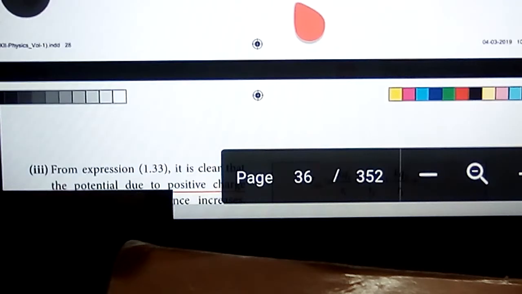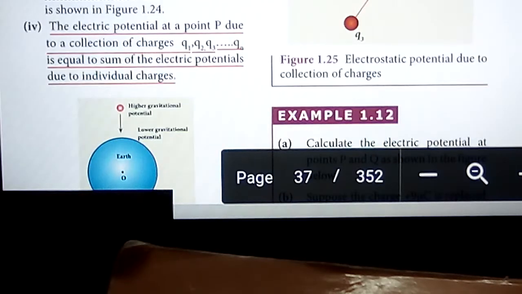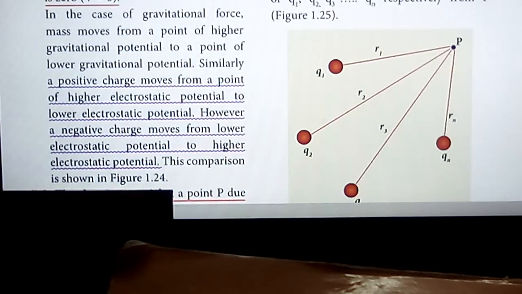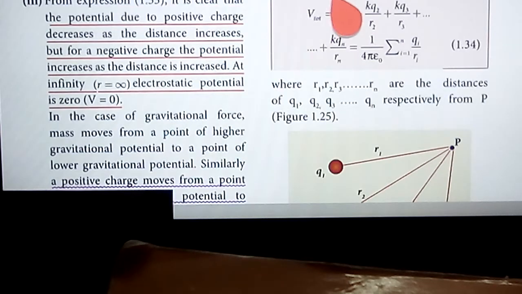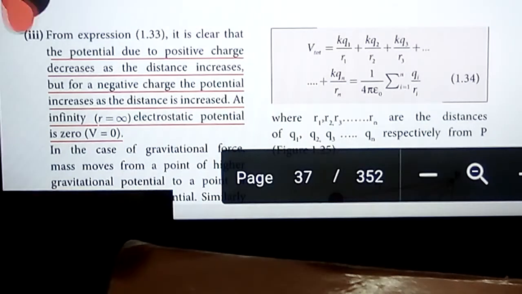Then the expression for the total potential is given by this equation, that is V total will be equal to KQ1 by R1 plus KQ2 by R2 plus KQ3 by R3 and so on, up to KQn by Rn. That will be equal to 1 by 4 pi epsilon naught sigma i equal to 1 to n Qi by Ri. So here the variables R1, R2, R3 are the distances of Q1, Q2, Q3 from the point P.